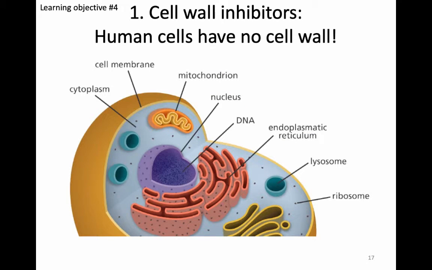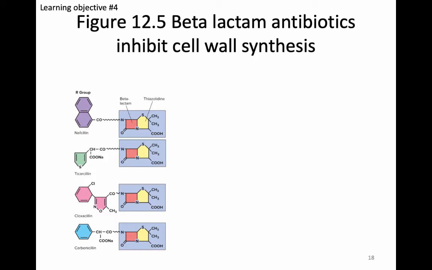The first group of antimicrobial drugs are those that target the cell wall, and these are very specific for targeting bacterial cells because human cells don't have a cell wall. So we have no off-target effects. The beta-lactams are the group of antibiotics that are cell wall targeting in the bacteria.